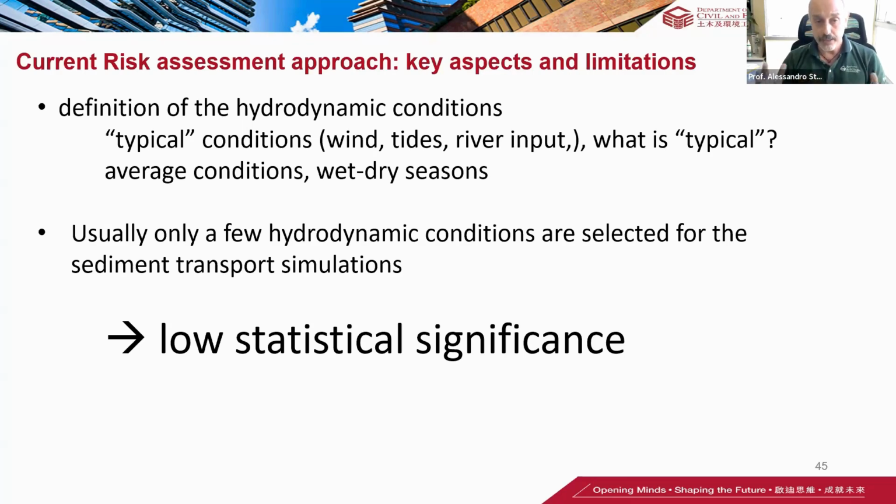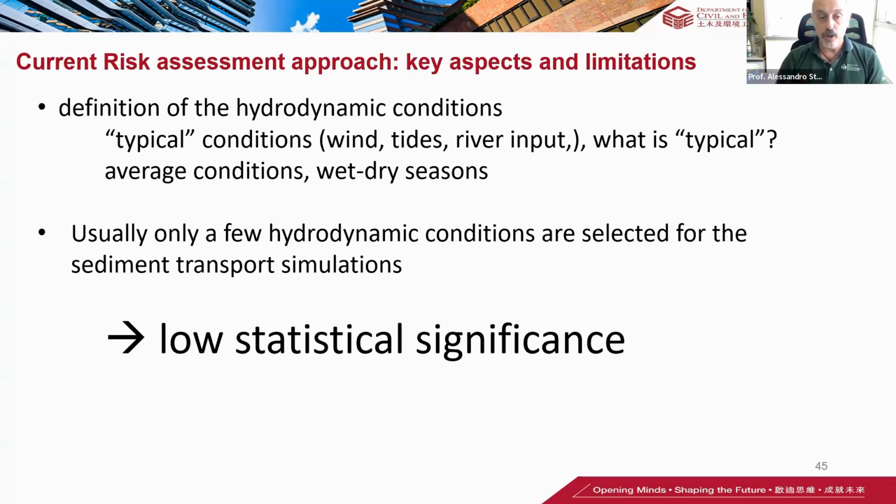But what is typical? If you go through the papers where the authors presented this risk assessment, they usually define very few hydrodynamic conditions. They call typical, for example, the average condition. So you have, I don't know, wind time signals of 20 years, you take the average, that's the condition. Or I have seen also in this part of the world using typical wet and dry season. So the simulation then covers a very short time period of what is called the typical wet and dry.